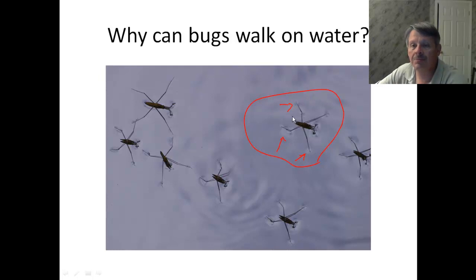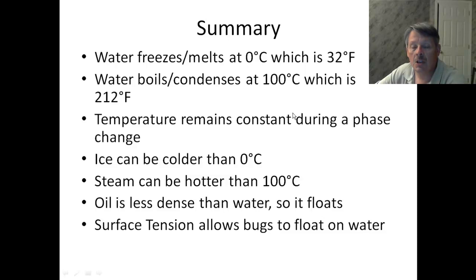So, you need to understand that water freezes and water melts at 0 degrees Celsius, which is also 32 Fahrenheit. If the temperature is below 0, then it's going to be frozen. If it's above 32, it's going to be a liquid. So it melts and it freezes at 32 or 0 Celsius. Same thing for boiling at 100 Celsius or 212 Fahrenheit.